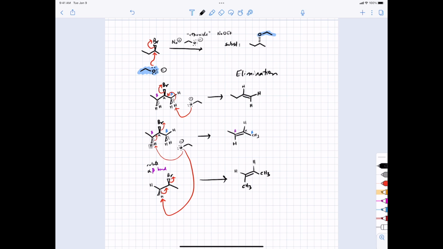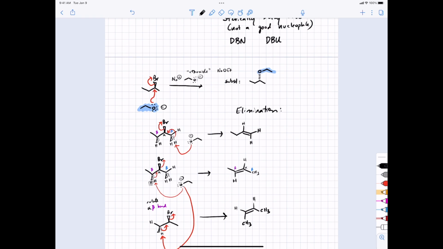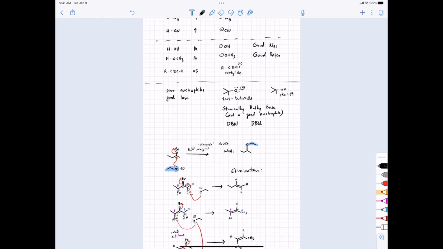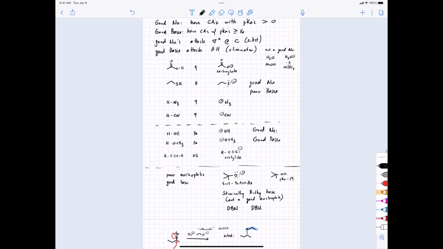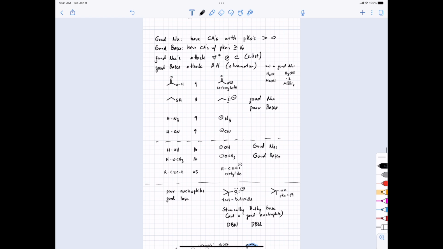One more time, how do we know that the ethoxide is a nucleophile and base? How do we know that the ethoxide is both a good nucleophile and a good base? Just based on the criteria I gave you, their conjugate acids. Good bases and good nucleophiles have conjugate acids with pKa's greater than 16. So its conjugate acid would be like ROH.